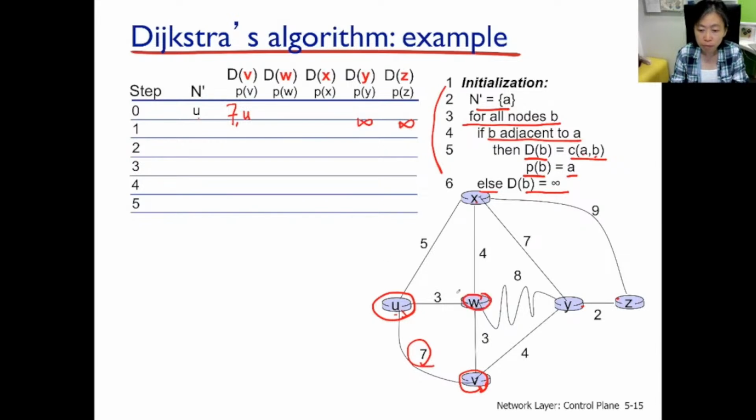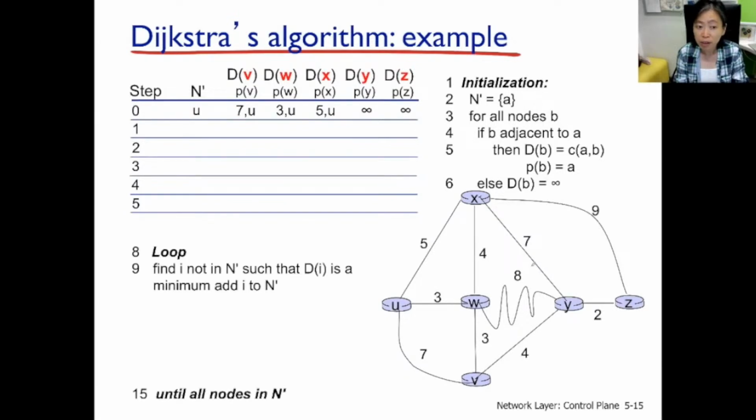For W, link cost being 3, so 3 here, predecessor, again, U. For X, link cost being 5, and predecessor U. And yes, 7 U, 3 U, 5 U, infinite, infinite. So we just finished the initialization phase of the Dijkstra algorithm on the example.